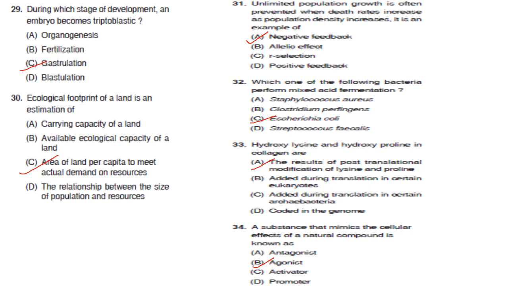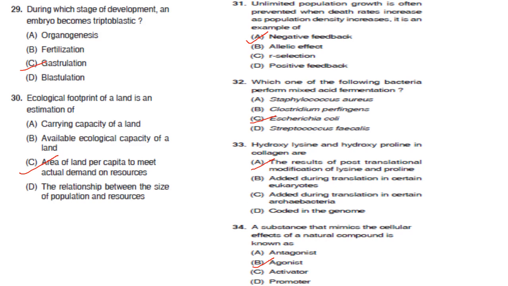Then which of the following bacteria perform mixed acid fermentation? Mixed acid fermentation is a biological process whereby the 6-carbon sugar, that is glucose, is converted into a complex and variable mixture of acids, such as lactate, acetate, succinate, fumarate, formate, ethanol, gaseous hydrogen and carbon dioxide. And mixed acid fermentation is performed by Escherichia coli. Answer is option C. Then hydroxylysine and hydroxyproline in collagen are the result of post-translational modification of lysine and proline. That's correct. Answer is option A.